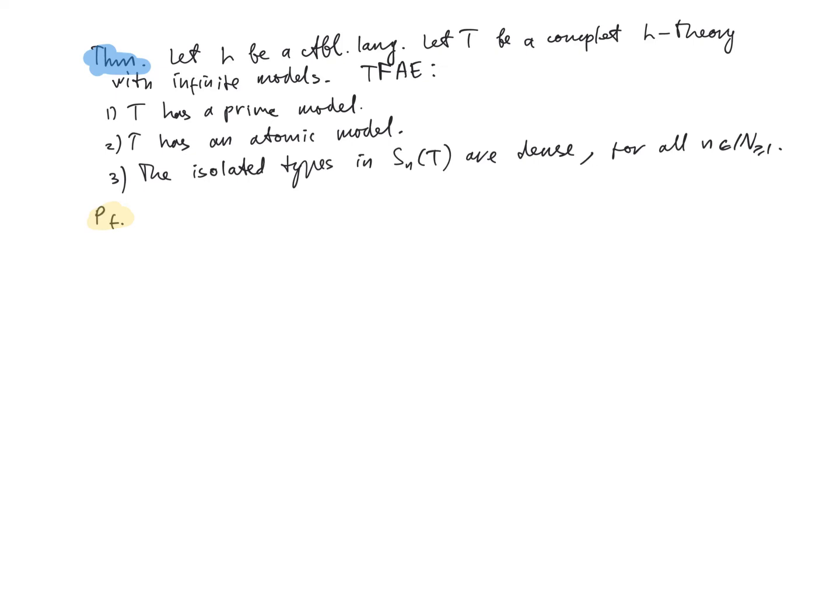Proof. We have already shown that 1 is equivalent to 2. We show that 2 implies 3. To prove that the set of isolated types in S_n(T) is dense, we must show that every non-empty open set contains an isolated point. Since all open sets in our topology are just unions of the basic open sets, we must show the following.